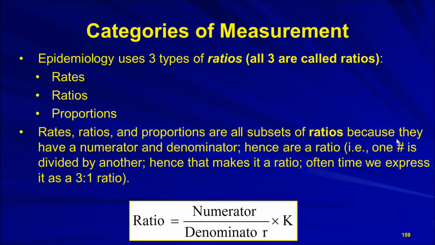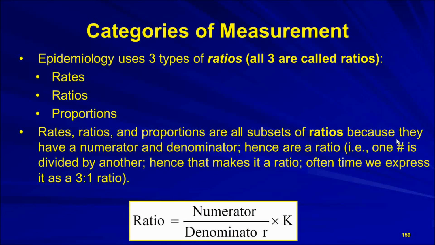Now, categories of measurement. Epidemiology uses 3 types. See, I've spelled it out again because I wanted to make certain that you got it. And all 3 of these are called ratios. So you now know that.